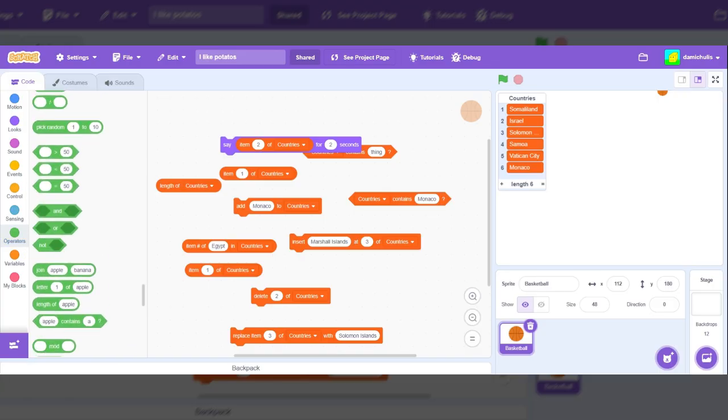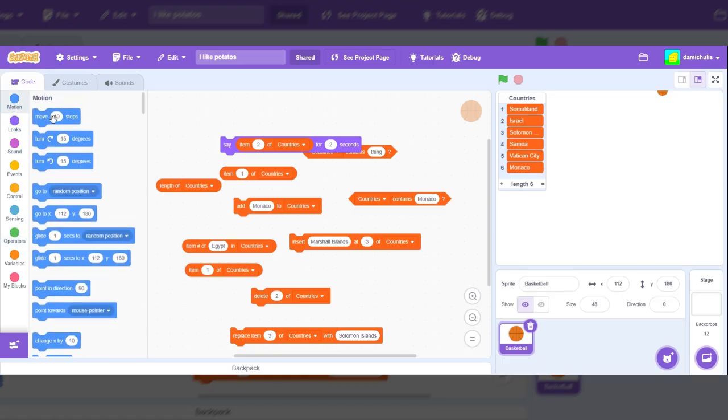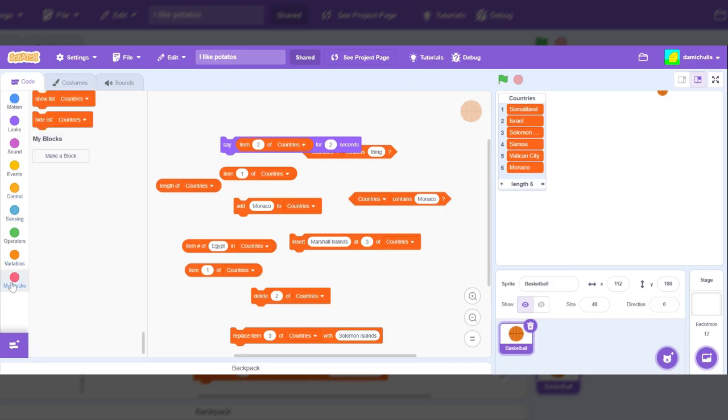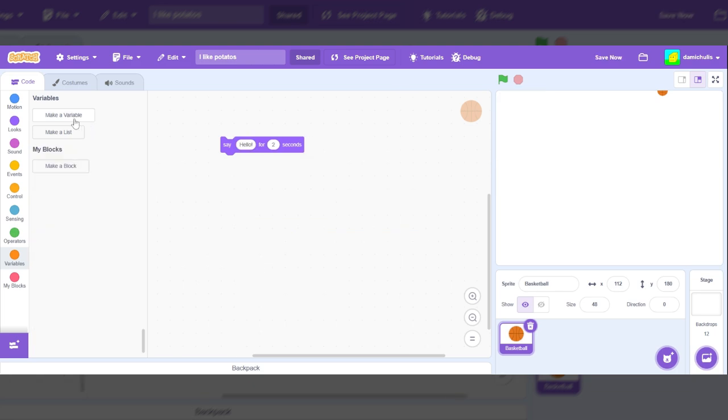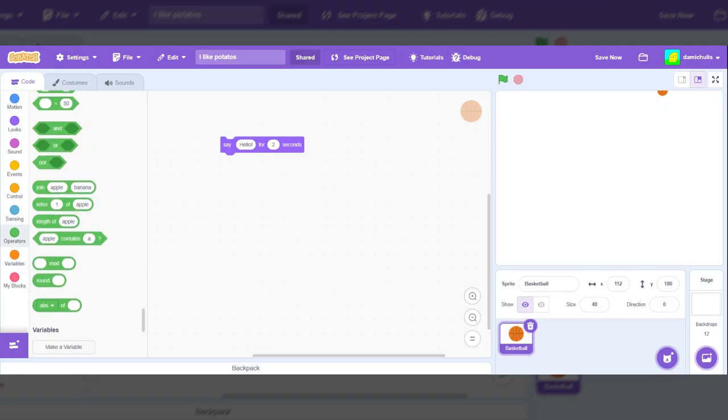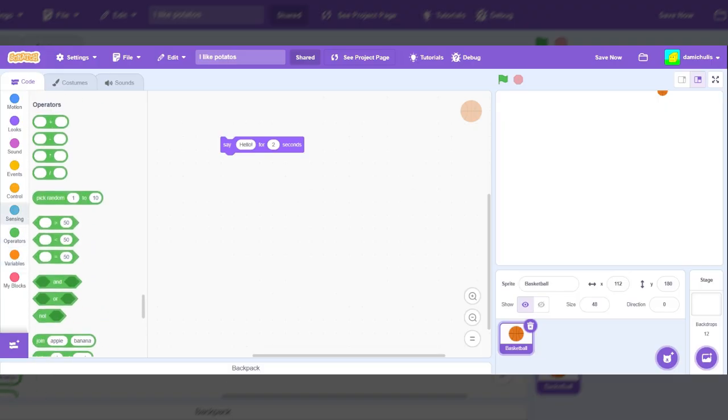So this is the Operators tab. It's the only tab that doesn't have the normal rectangular blocks, not counting My Blocks or the Variables one, because those can have rectangles. This one can't.